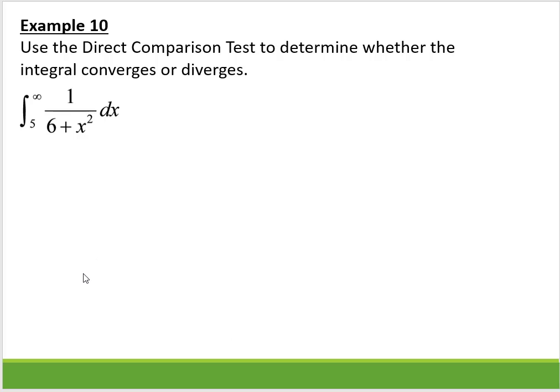Now let's look at this. Again, we want to compare this 1 over 6 plus x squared to a function. We want to compare that, so take away the 6. I want to compare that to that function. Bigger denominator equals smaller function.